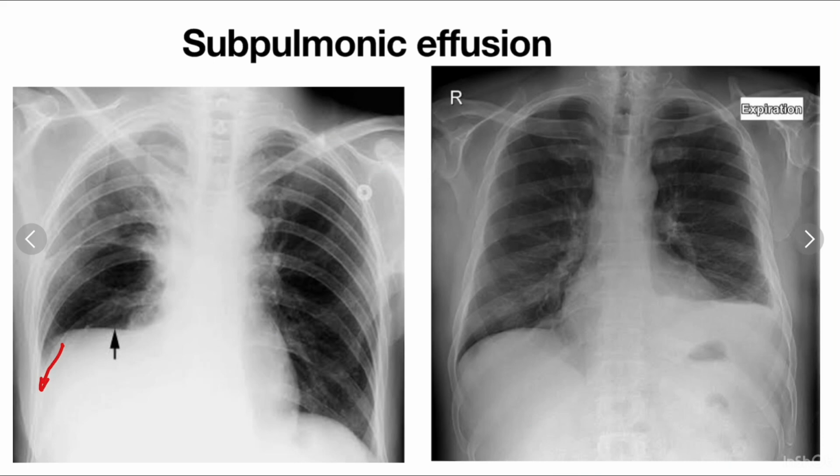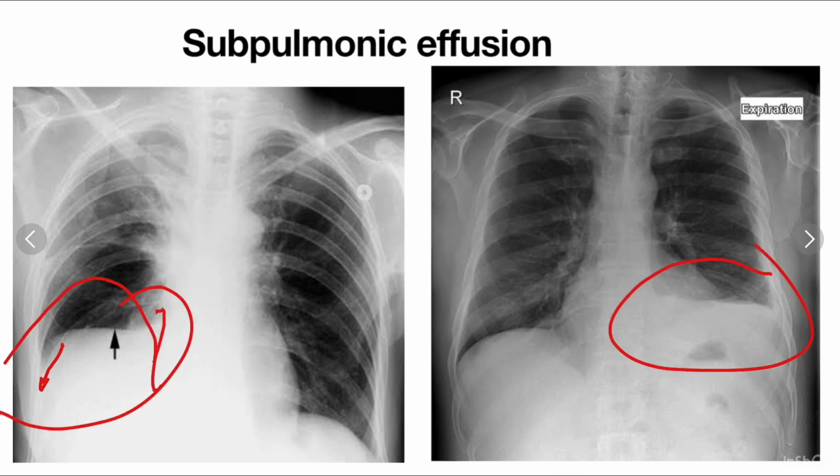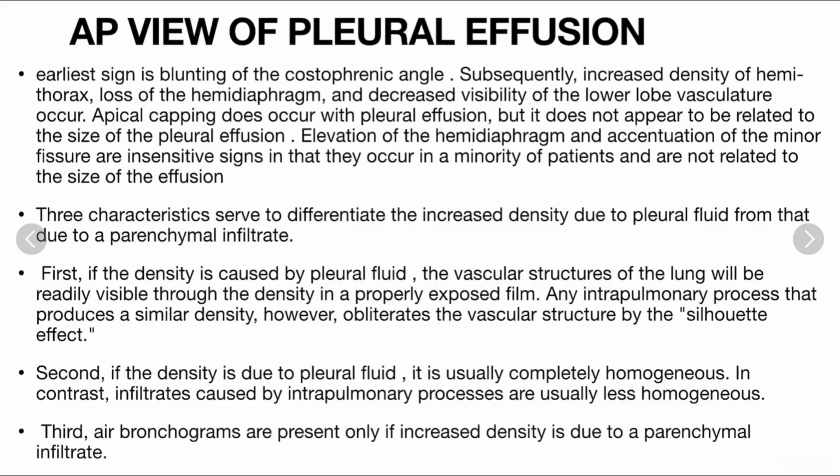Then we can see in this diagram, this is the subpulmonic effusion on the right side, and this is the subpulmonic effusion on the left side. Here we can see there is elevation of the diaphragm, the apex has shifted more laterally, and this angle has a more sharp decline. On the left side, there is more than 2 centimeters distance from the gastric bubble to the left diaphragm. Now they are talking about the AP view of the pleural effusion.